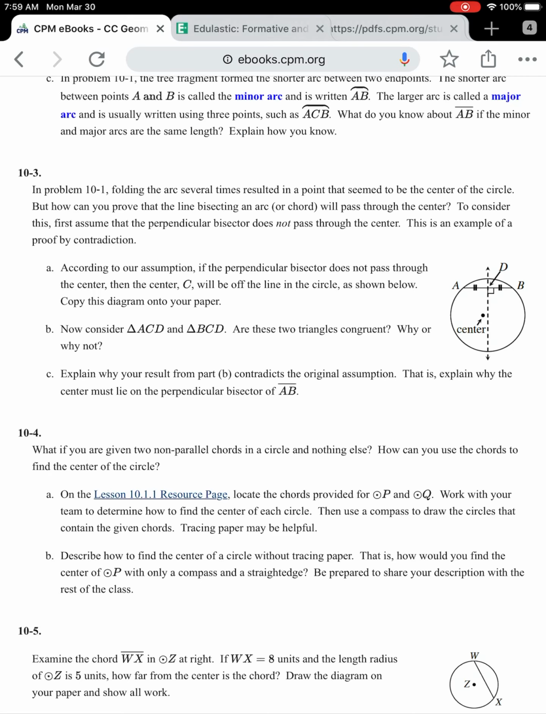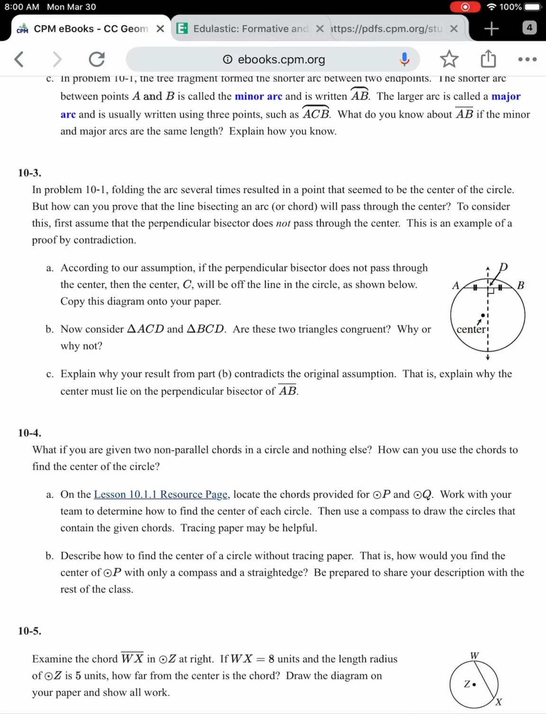And if they're congruent, then it follows that the center, that point C, would actually have to fall on that line, because otherwise there's no way for the hypotenuse BC to be different than the hypotenuse AC on the other triangle. So that's a way that you could really justify that if you create the perpendicular bisector of a chord, it will pass through the center of the circle.